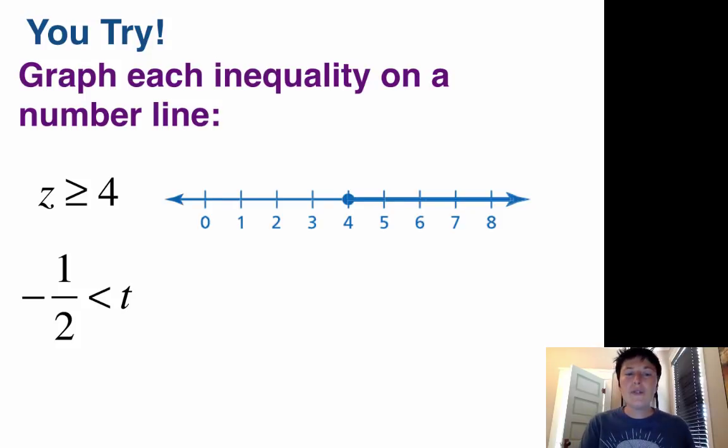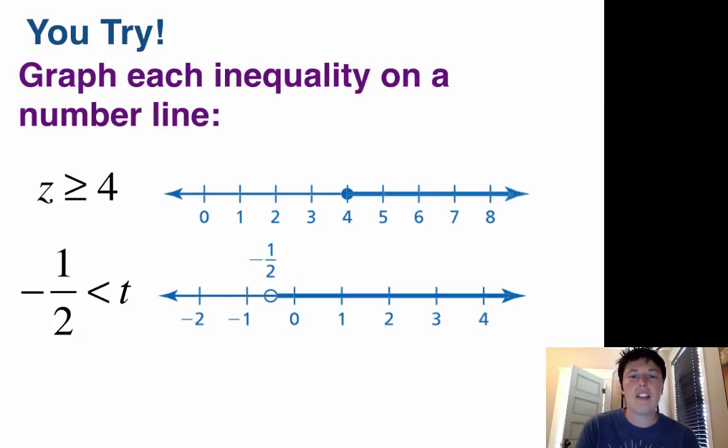And then for the second one, a little trickier because I put the variable on the right-hand side. But same thing, you're going to test your points. Here's negative 1/2. It's going to have an empty hole. I'm not going to fill it in. And shaded to the right, everything on the greater than side. So the positive numbers. That should be your solution.